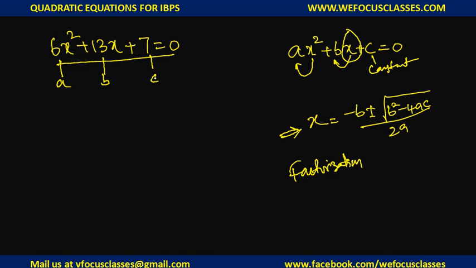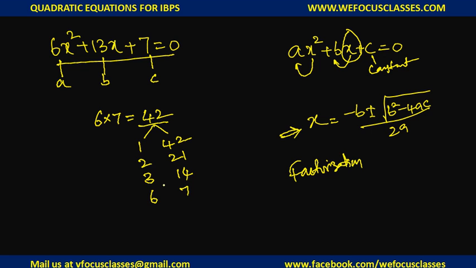Now you take the values of a and c. So 6 and 7. You multiply both of them. We'll be getting a product. And for this product, we'll be writing the factors. What are the factors? 1 and 42, and 2 and 21. And is there any other factor? Yes, 3 and 14. What is the other factor?